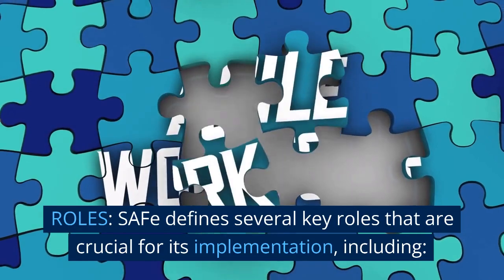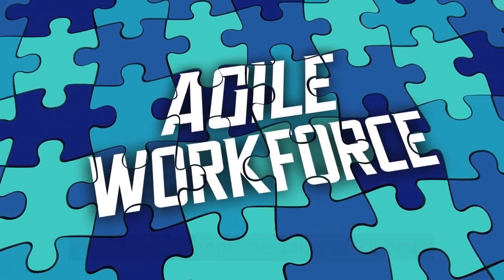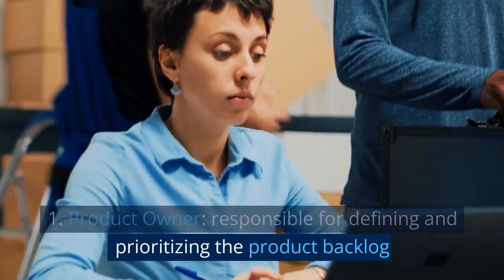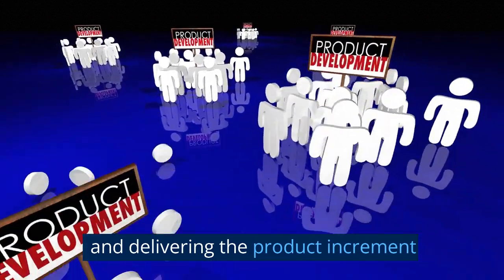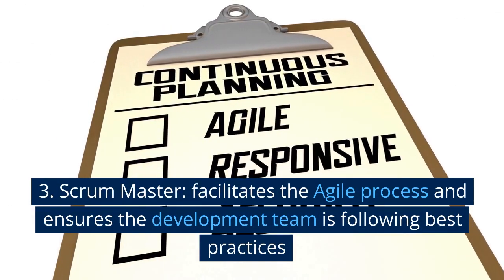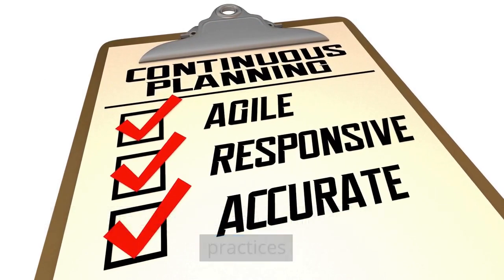Roles. SAFe defines several key roles that are crucial for its implementation, including 1. Product owner. Responsible for defining and prioritizing the product backlog. 2. Development team. Responsible for building and delivering the product increment. 3. Scrum Master. Facilitates the agile process and ensures the development team is following best practices.